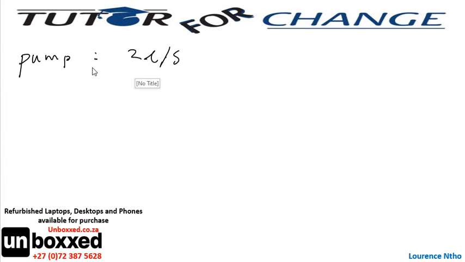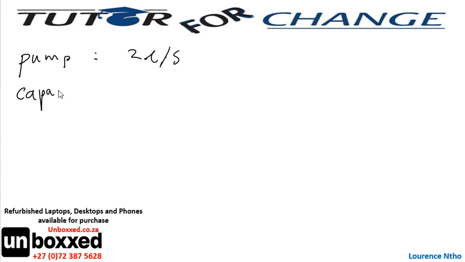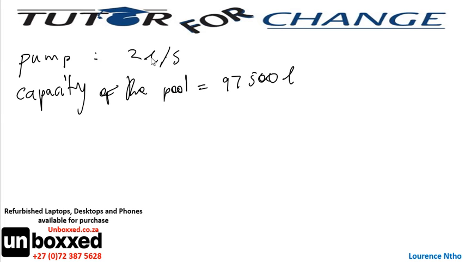Now here's the thing. How much water would have to be in the pool to cover the capacity of the pool? It would be 97,500. So the capacity of the pool is 97,500 liters, because this is also in liters, so you have to obey that. Now check. 2 liters is to 1 second, right? Now we want to know, if we have 97,500 liters, how many seconds are we going to have?